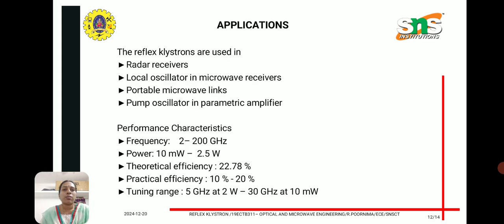Applications of the klystron: radar receivers, local oscillator in microwave receivers, portable microwave links, and pump oscillators in parametric amplifiers. Performance characteristics are: frequency range from 2 to 200 GHz, power range from 10 milliwatts to 2.5 watts, and efficiency of 22.78 percent theoretical, and practical efficiency of 10 to 20 percent.